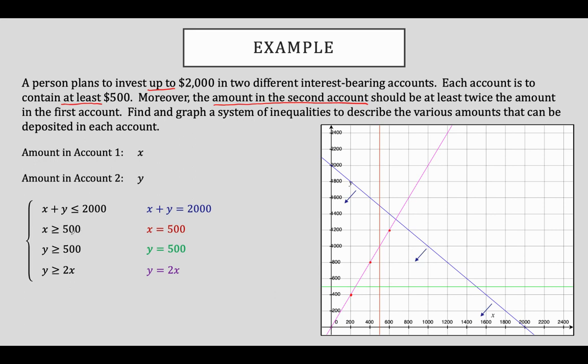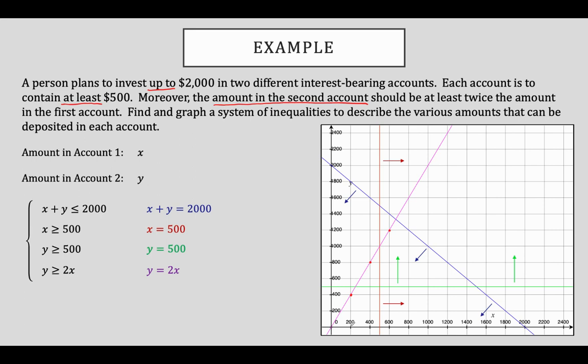Next, x is greater than or equal to 500. Well, if we want x values greater than or equal to 500, that means we want to shade to the right of our red line. And if we want y values that are greater than or equal to 500, we need to shade above our green line, y equals 500. And finally, y is greater than or equal to 2x. Now, we cannot choose the origin here because this line actually goes through the origin, but we could pick any other point that is not on this line.